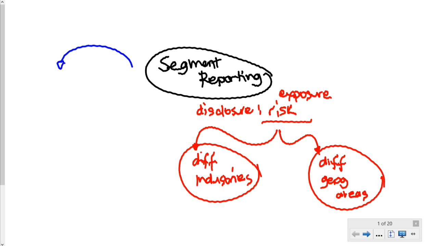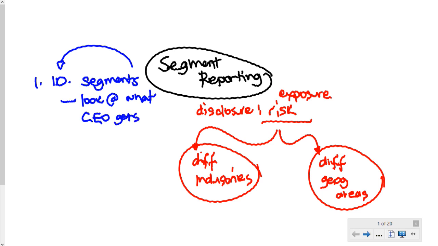Step 1 is to identify your segments. That part is easy. The way that we identify the segments is we look at what the CEO gets on a monthly basis. What information does the CEO get on a monthly basis? Does he get country by country, all the countries in Africa? Or does he get Africa as one lump, America as one lump? That's where we know what our segments are. We look at what the CEO looks at on a monthly basis. That will tell us those are our segments.